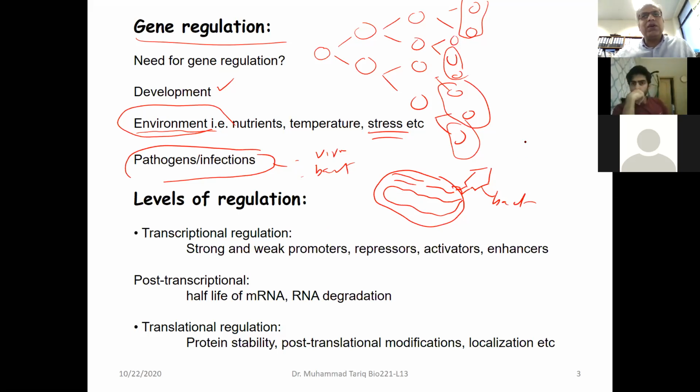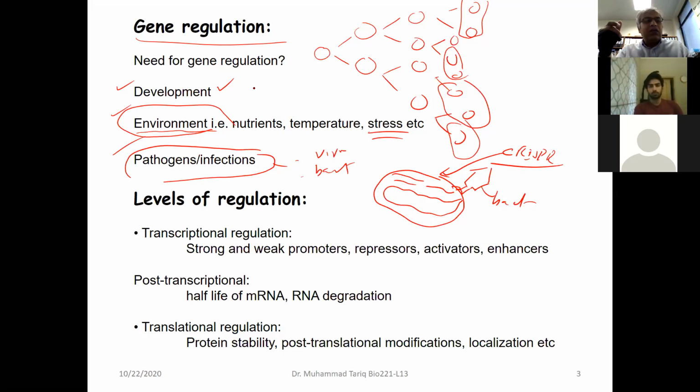If we talk about the Nobel Prize in Chemistry in 2020, the CRISPR system is basically a bacterial defense system against viruses. So there are many different reasons for regulating gene expression, or switching on or turning off genes, in bacteria or in higher eukaryotes.